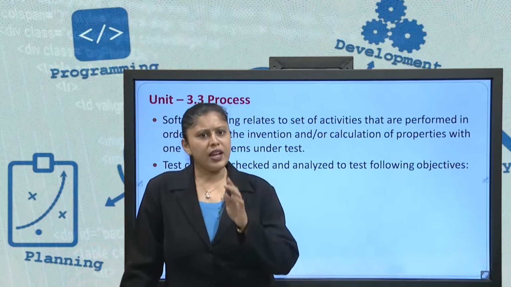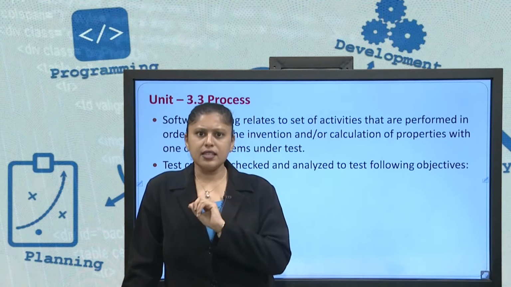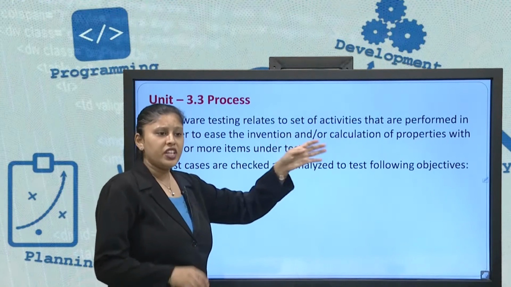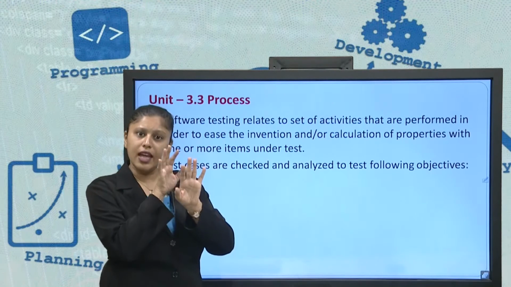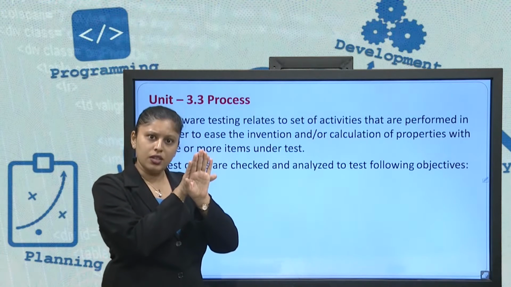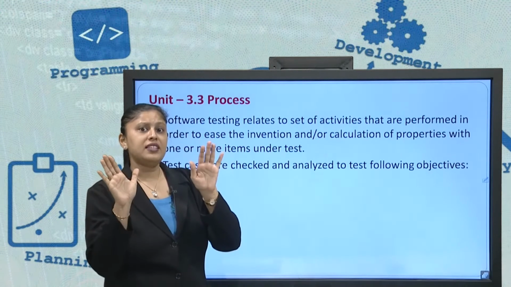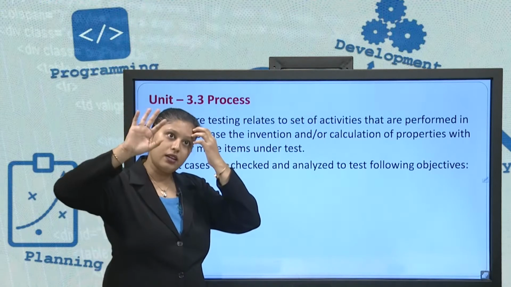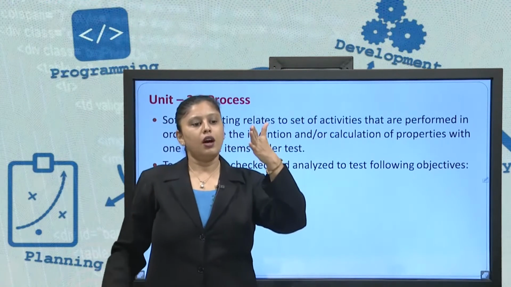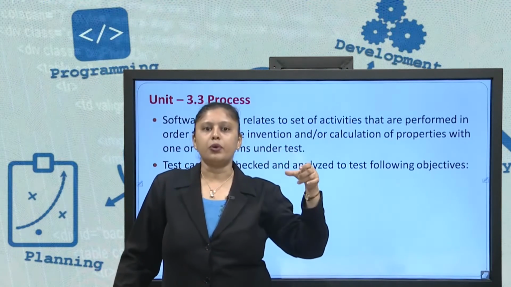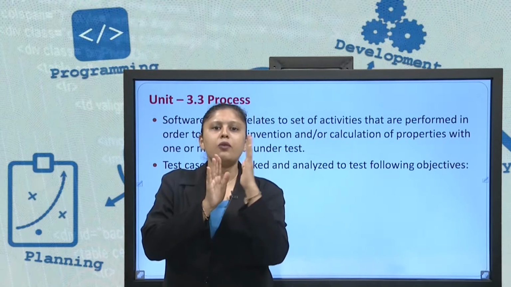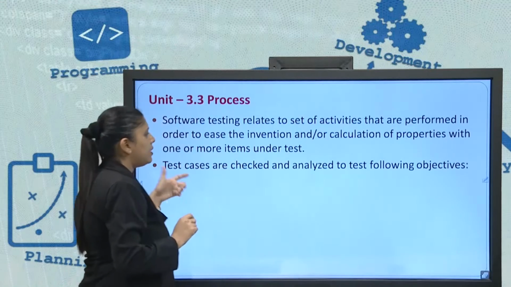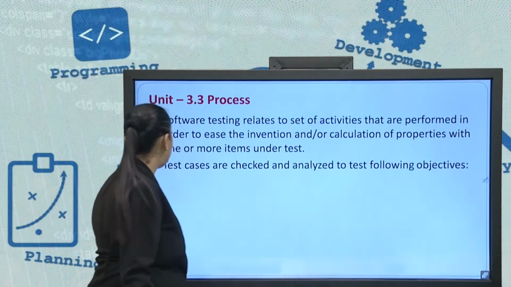So for every individual task a test case is generated, and for each test case we will be checking and analyzing whether it is meeting what we had actually decided: what is the actual result and what was the expected result. Expected result is something which we thought that at the end of the particular task I should get this output. If I am getting the same output, I would say my actual result and my expected result are equal. So in order to meet that we have the following objectives.